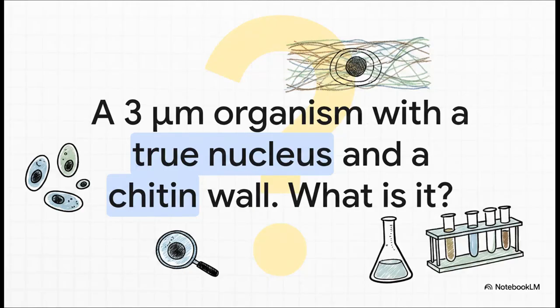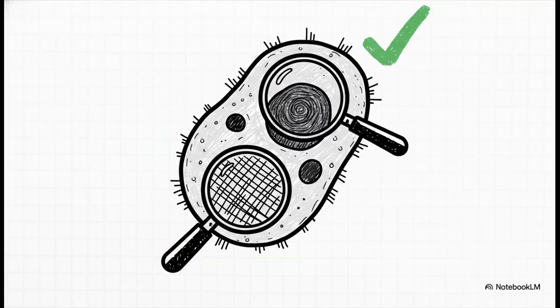Okay, you knew it was coming. It's pop quiz time. Let's put this into practice. Imagine you're in the lab. You've got an unknown organism. It measures about 3 micrometers. You can see it has a true nucleus, and you determine it has a rigid cell wall that contains chitin. So what is it? If you said fungus, you are absolutely right.